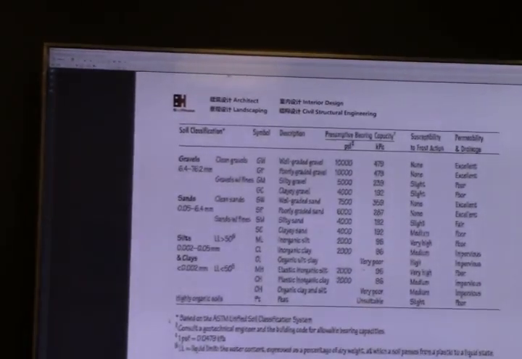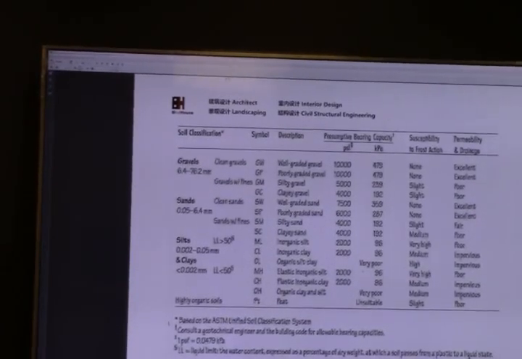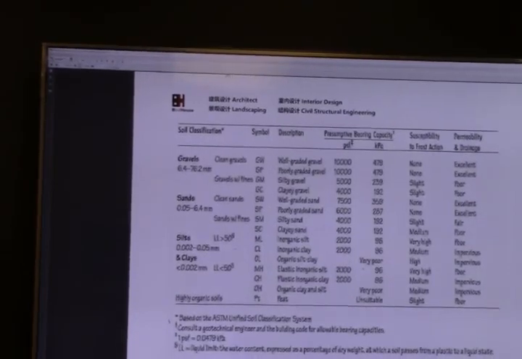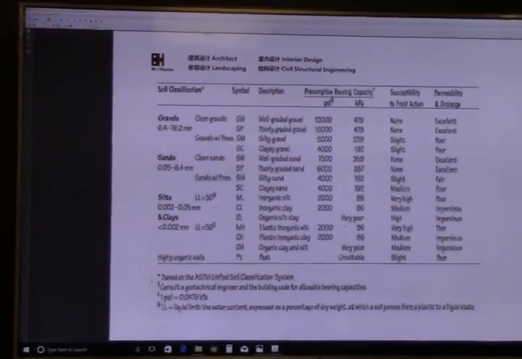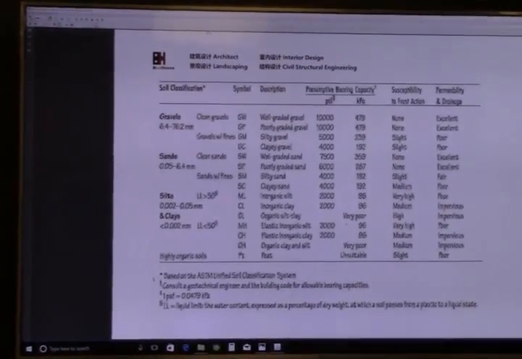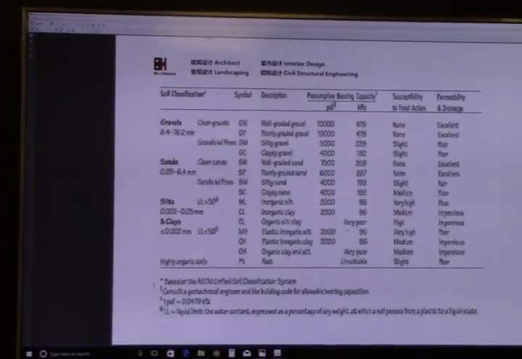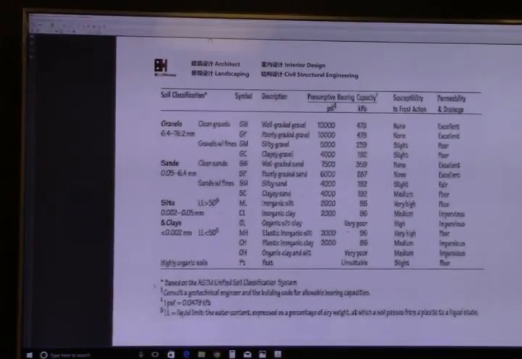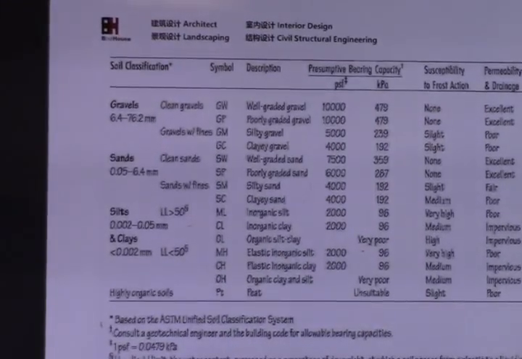But for the clean sand, the capacity is good, excellent, and the permeability to water is excellent. So from this table, we can see the reason why in Richmond, for the foundation, we always layer the sand for the subfloor. We use a sand bed underneath the foundation, the footing. So the sand.